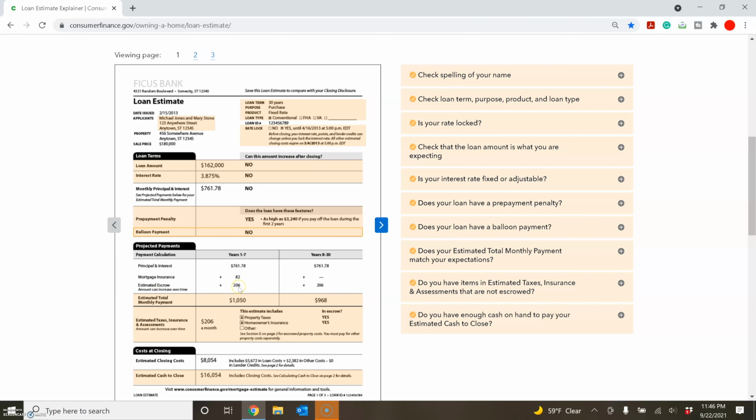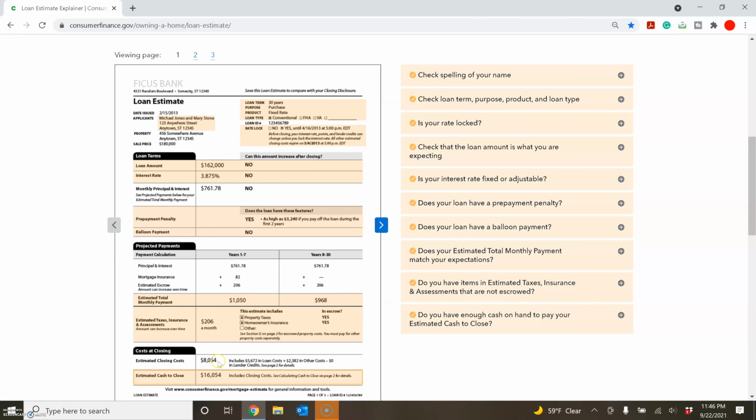Your estimated escrow, this also varies based on the property taxes and the homeowner's insurance of your home. You put this number here, which is your estimated escrow right here, your property taxes, homeowner's insurance. Put this number with that number and it should give you this number here. And then you also include your mortgage insurance. So your principal and interest, which is this number here, your mortgage insurance, which is this number here, and your escrow, which is this number here. Add those all together and it should be your total monthly payment right here. I know it's kind of confusing and it jumps around a little bit, but that's kind of what it is.